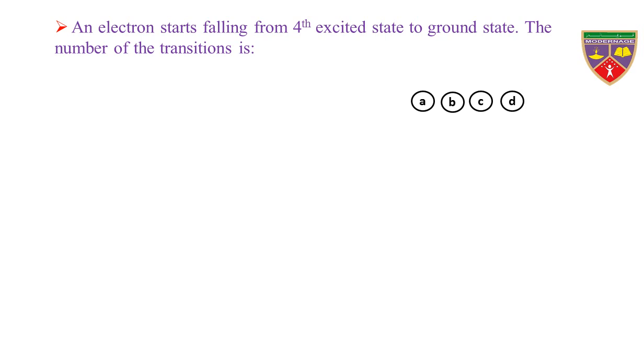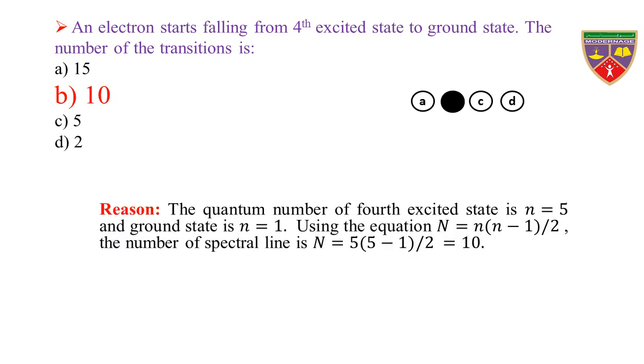An electron starts falling from the fourth excited state to ground state. The number of transitions is: option A, 15; option B, 10; option C, 5; option D, 2. The key is 10. Therefore, the correct option is B. Reason: the quantum number of the fourth excited state is n equal to 5 and ground state is n equal to 1. Using the equation N equal to n into n minus 1 divided by 2, the number of spectral lines is N equal to 5 into 5 minus 1 divided by 2, equal to 10. Hence, the number of transitions is 10.